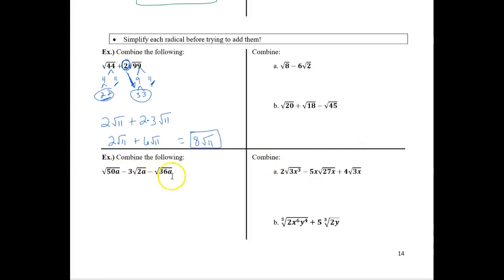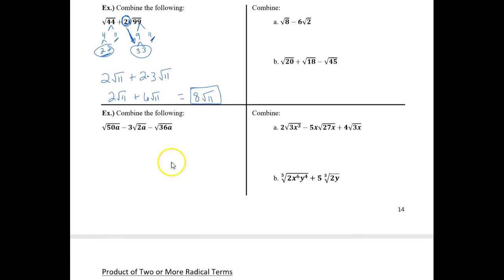Alright, let's look at another one down here. Again, it looks like they're not like. None of these match. But I need to simplify them. 50 is 5 times 10, which is 5 times 2. I see a square I can take out. A is not a perfect square, so I have to leave A underneath. 2 times A, that's factored as much as possible. Nothing I can do there.